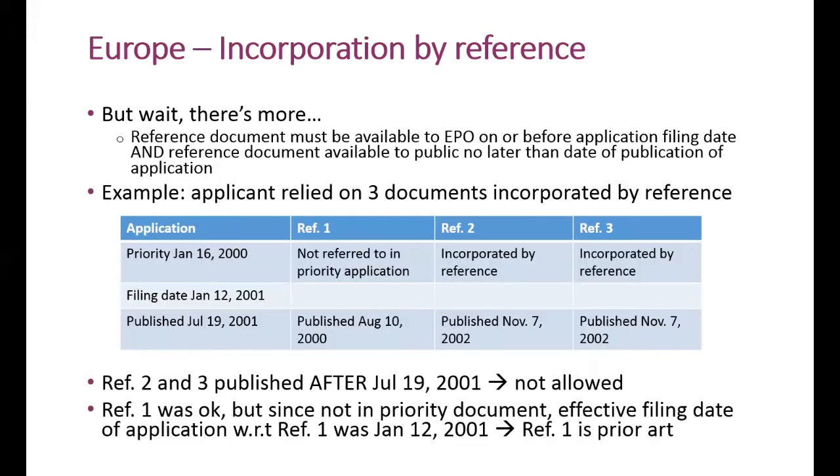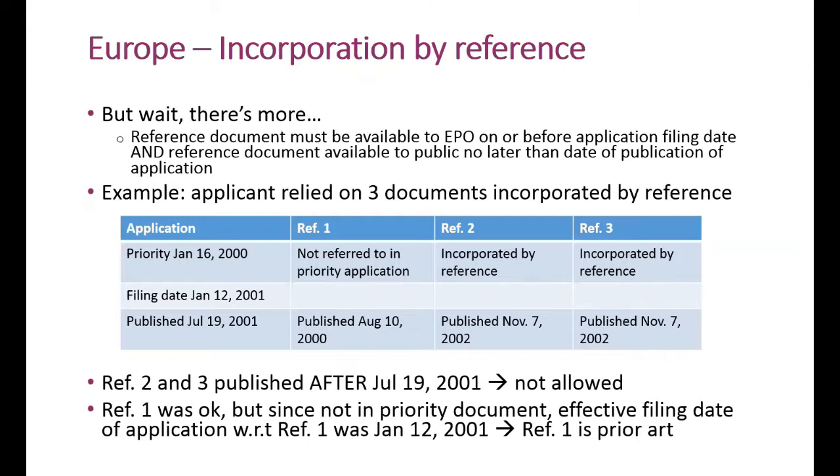But if that's not enough, there are even more requirements. So the reference has got to be available to the EPO on or before the application filing date, and the reference document has got to be available to the public no later than the date of publication of the application. So this is an example where the applicant tried to rely on 3 documents incorporated by reference.